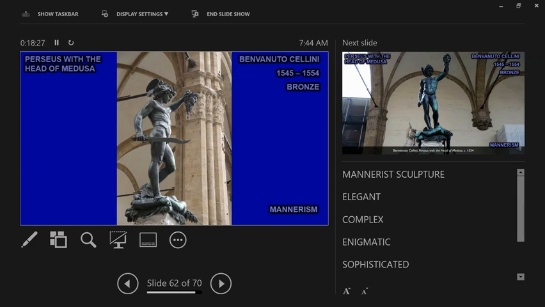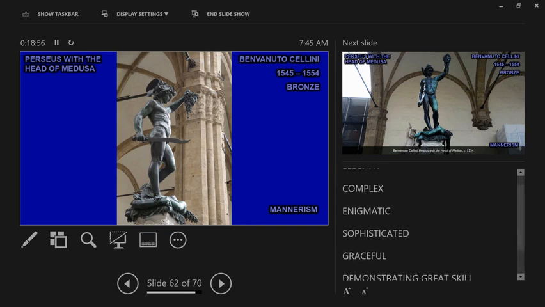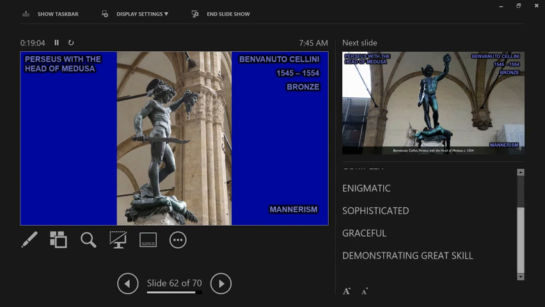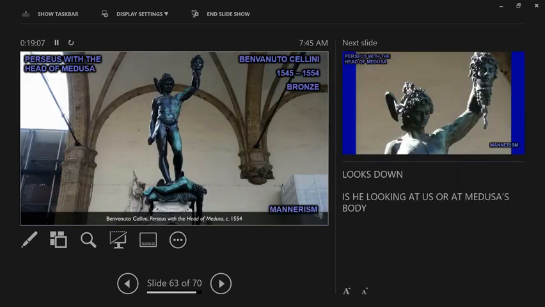All right, so Benvenuto Cellini is a goldsmith, and he's tasked with making this out of bronze. It's a very difficult piece to make, and even on the night that he made this sculpture, it was very stormy and turbulent weather outside, and he had a fever, and this is a difficult sculpture. So it is a miracle that this sculpture was created. But as the signs of the manner of sculpture is that it is elegant and complex, enigmatic, sophisticated, graceful, and demonstrates great skill.